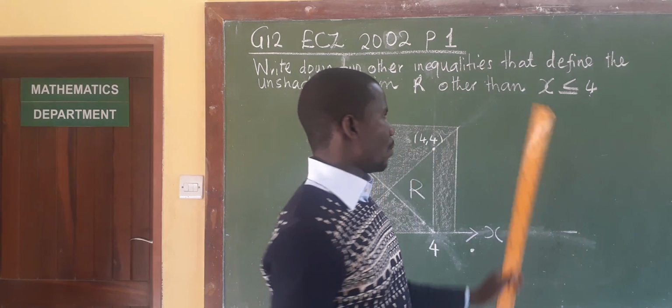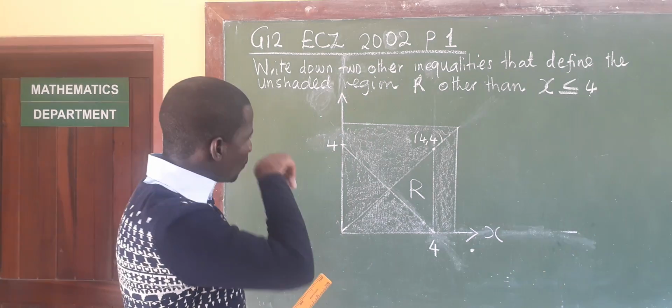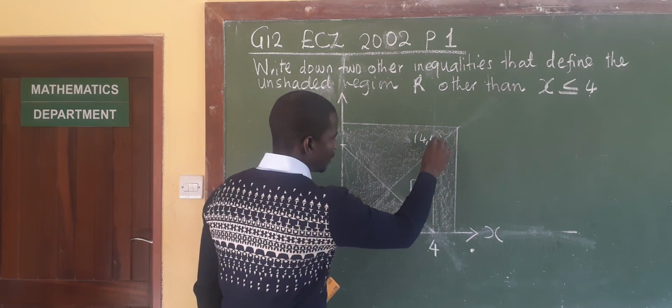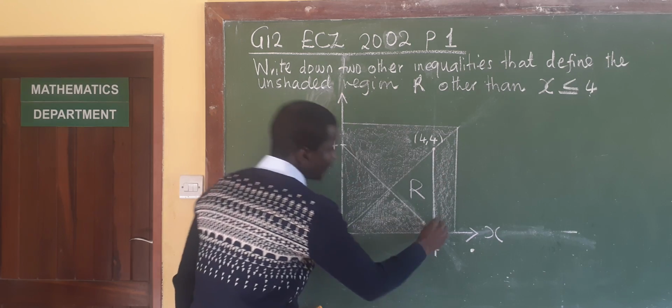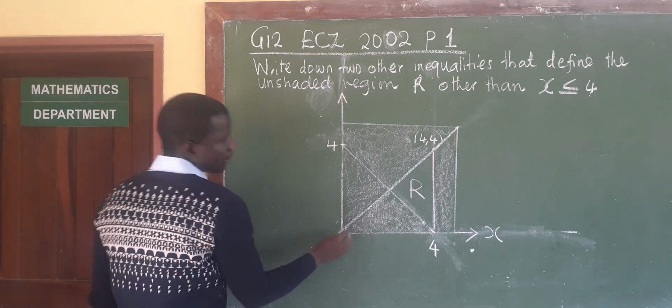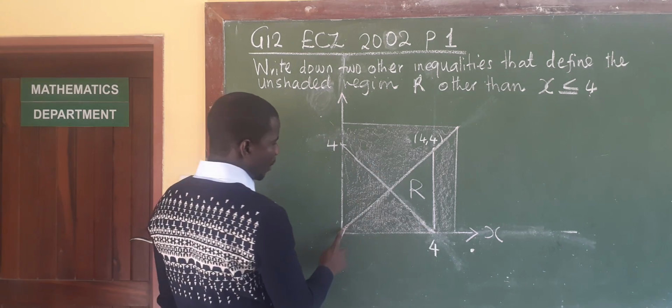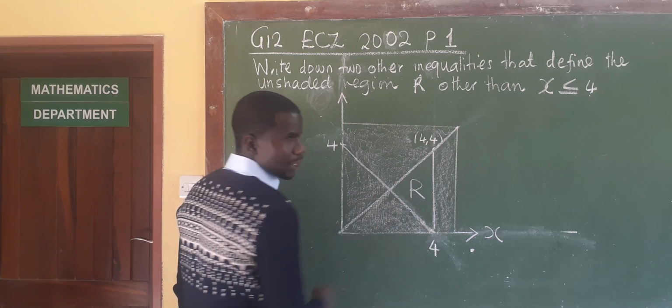So there are three. One is already given, so we need to write the other two. The one that is given is this one here. So for us, we need to do this one, and this other one. This one is a special equation.